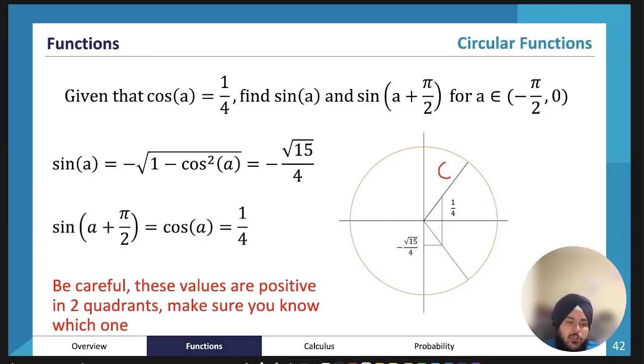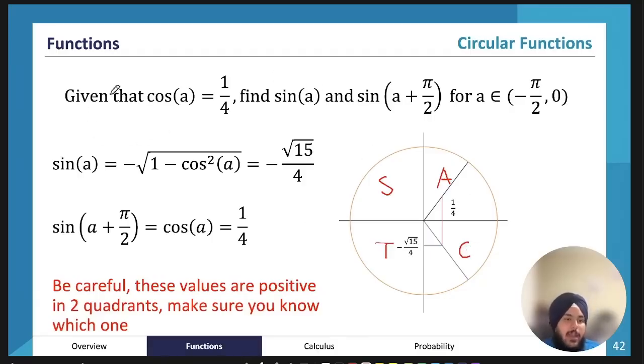So in the first quadrant, we know that everything is positive. So all values, sine, cosine, tangent, any values that you're trying to calculate, all of them are going to be positive. Whereas in the second quadrant, only sine is going to be positive, or in the third, only tan, and in the fourth, only cos.